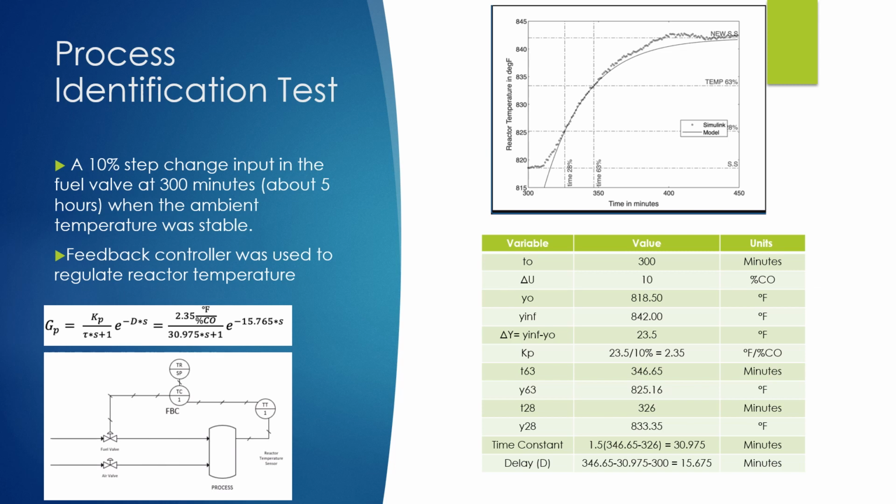With this, we were able to find the gain of the process, which was found by dividing the output change by the input change, giving us 2.35 degrees Fahrenheit per percent output of the controller. Then, using the graph itself and the 63.2% method, we were able to find the time constant and the delay of the process. With these three variables, we were able to make a transfer function for the process, as we can see in the image at the left side of the screen.